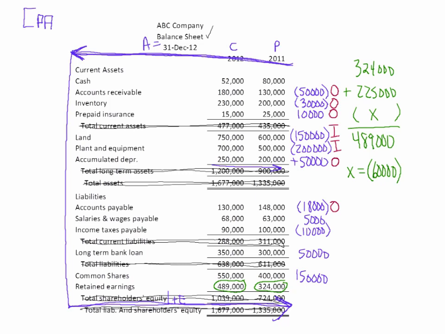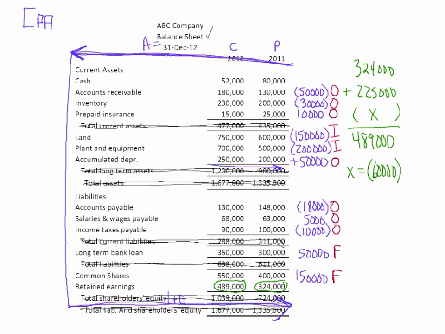Salary and wages payable, yes, it is an O because a debit to salary and wages expense, and then a credit to salaries and wages payable. Income taxes payable, O, because of course the other side is income tax expense. And long-term bank loan, financing, I agree. And then common shares, financing. And then dividends. Ooh, okay, we got some O's and we got some F's.